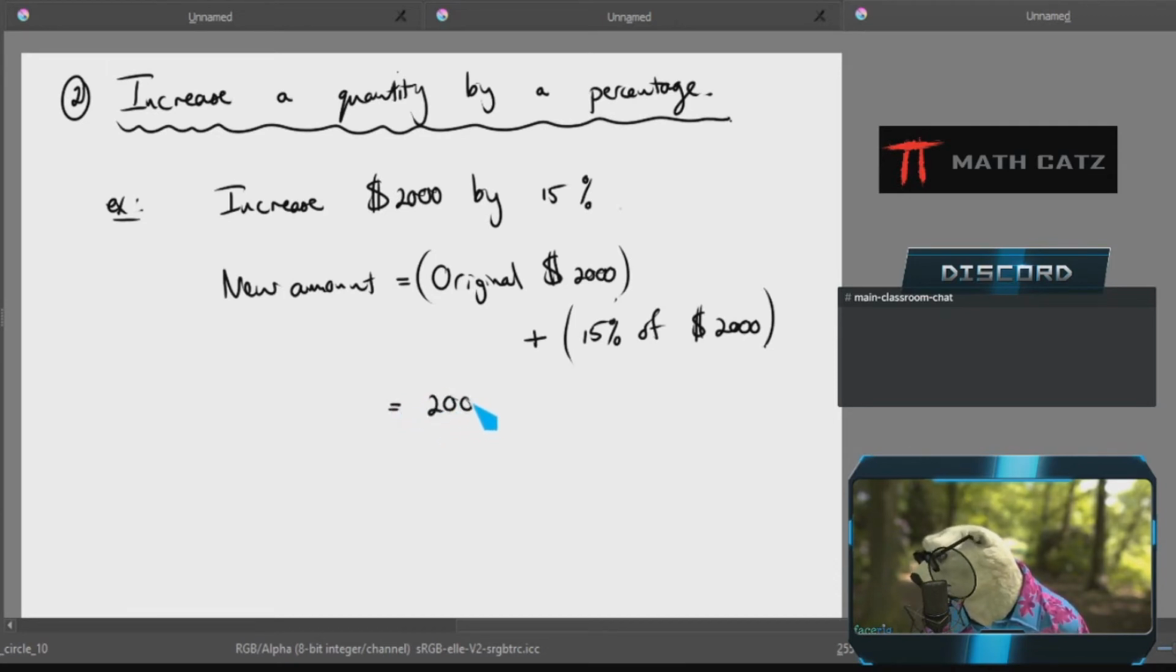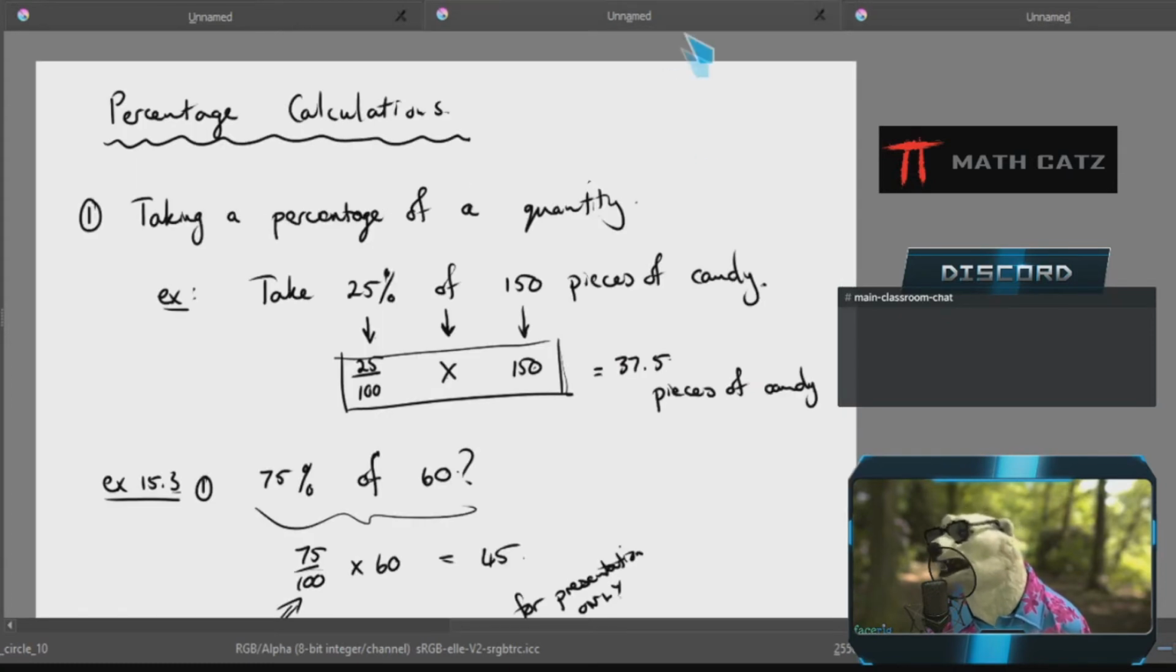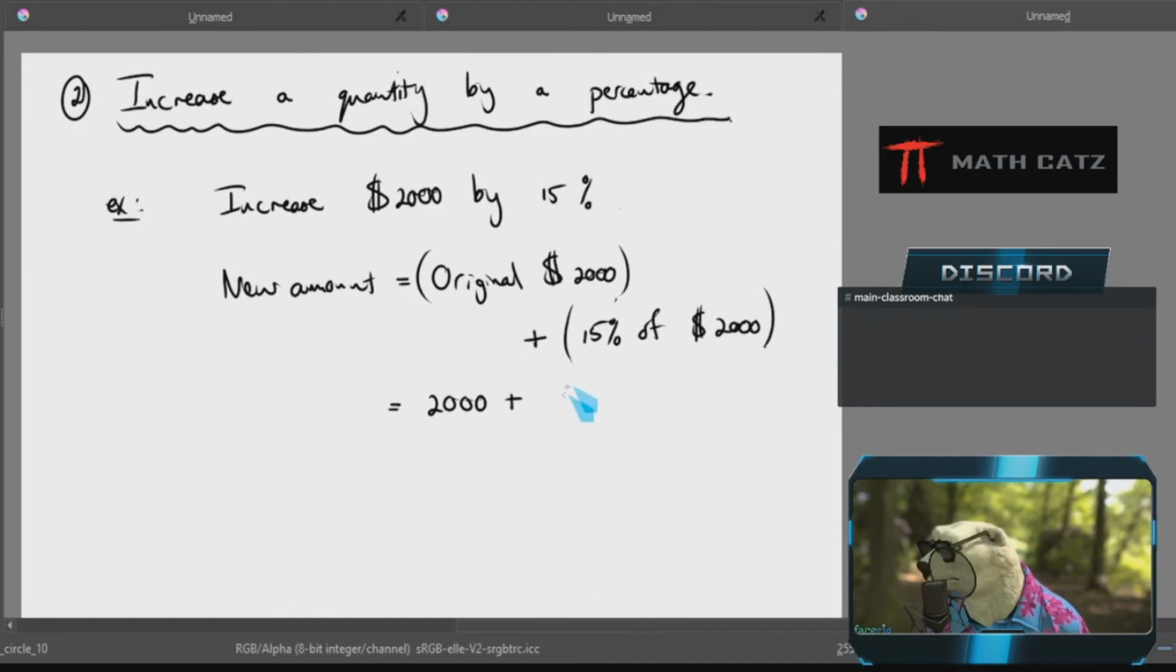So I have 2,000 plus, now I have to figure this out, but this in the second bracket is exactly a percentage of a quantity. And I've seen that before. So that is simply going to be the decimal version of 15%, 0.15, "of" is times 2,000. I'll put these in brackets to illustrate that this comes first, of course. This is a grouping. Then it gets merged with the original.